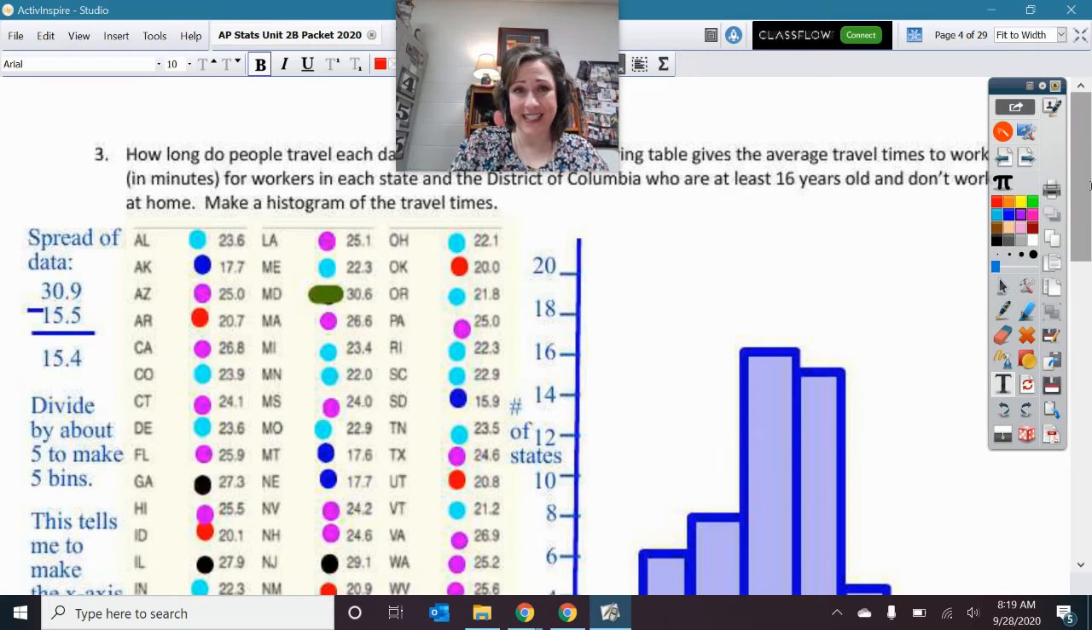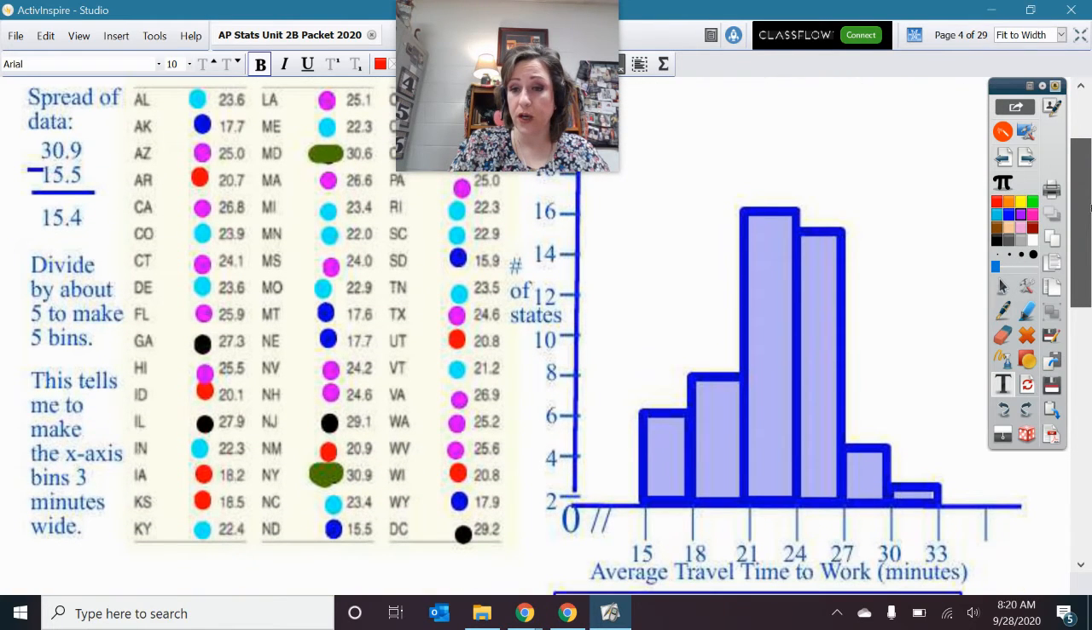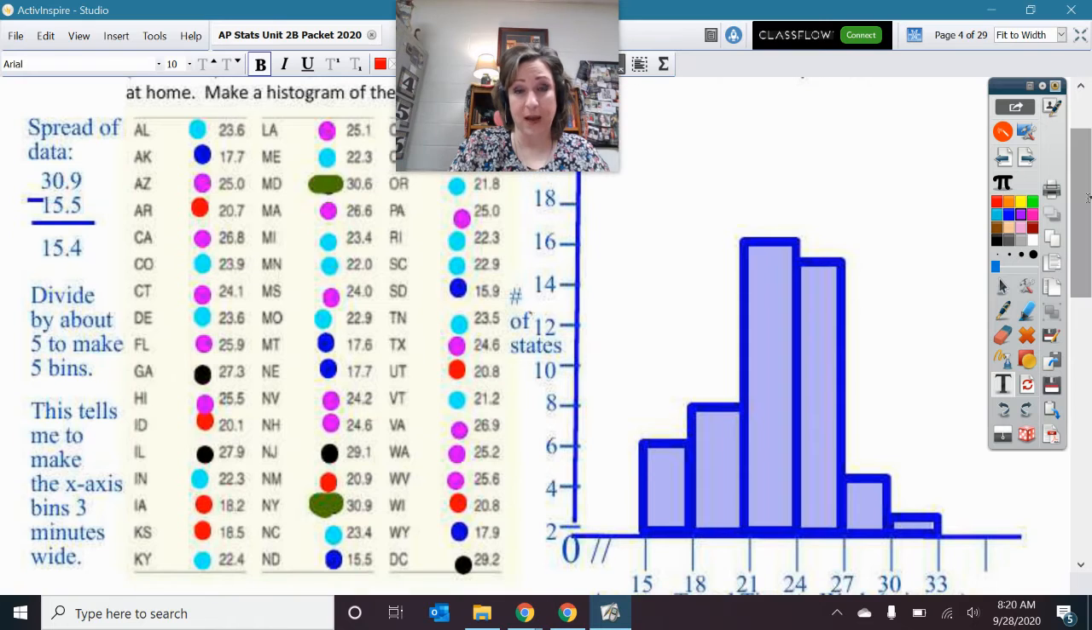All right, next. So we kind of went over this a little bit in class, but if I didn't get to go over this with you, if you were on remote, then let's take a look at what happened, because we had a ton of data here. So the first thing that you should do is find the spread of your data.